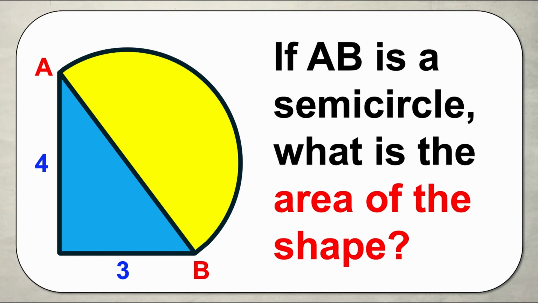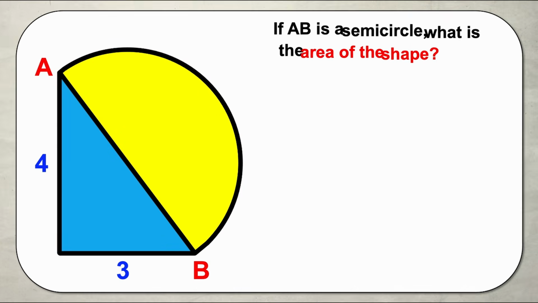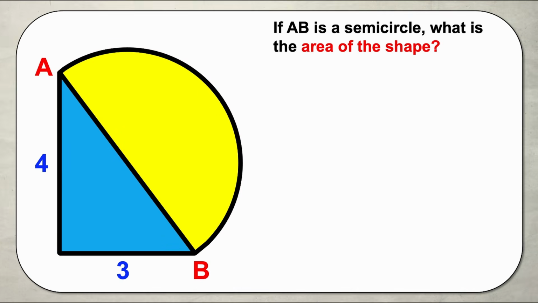If AB is a semicircle, then what's the area of this composite shape? Well, we've got a semicircle and a right triangle attached to each other, and we're asked to find the total area. And in order to do that, we need to find the length of AB.